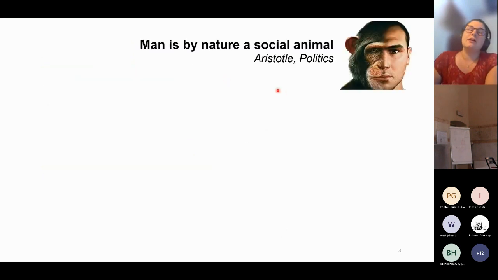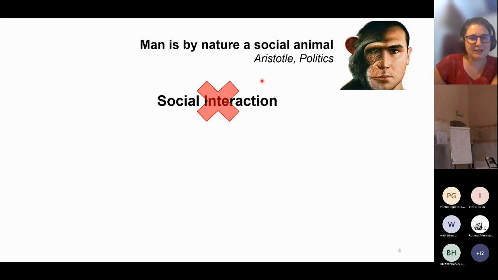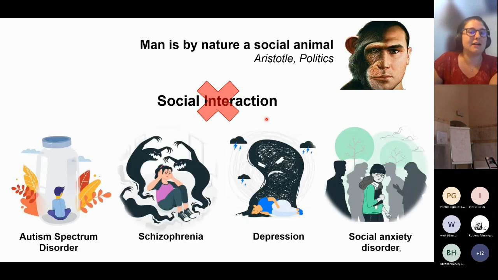Humans, by definition, are a social animal, but when social interactions are compromised, it is a clear sign in several psychiatric disorders such as autism, schizophrenia, depression, and social anxiety disorder.